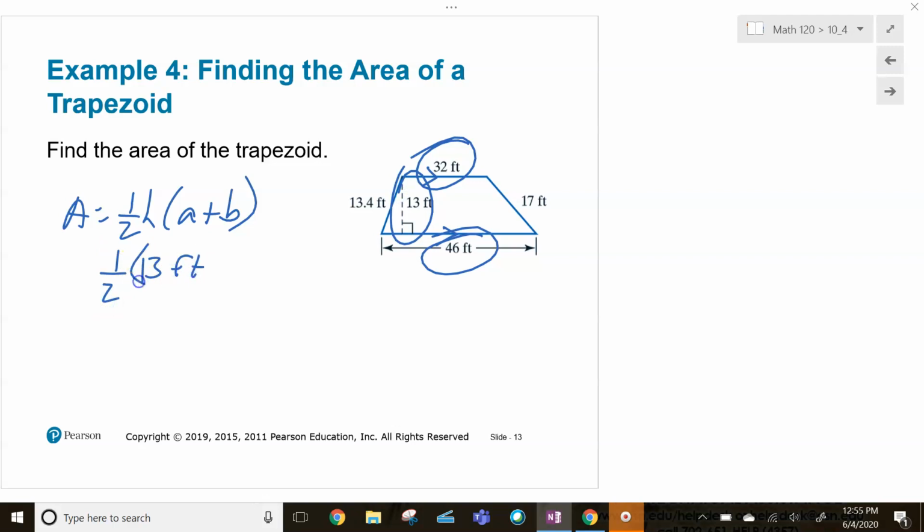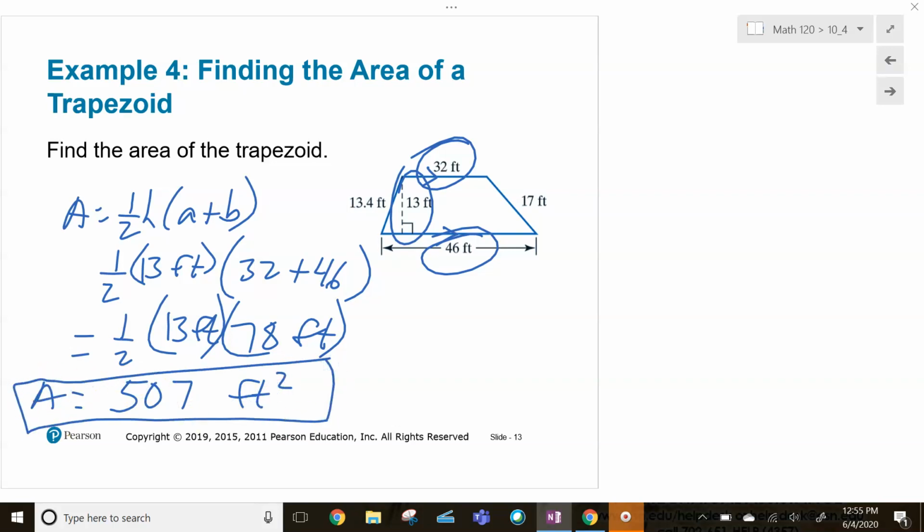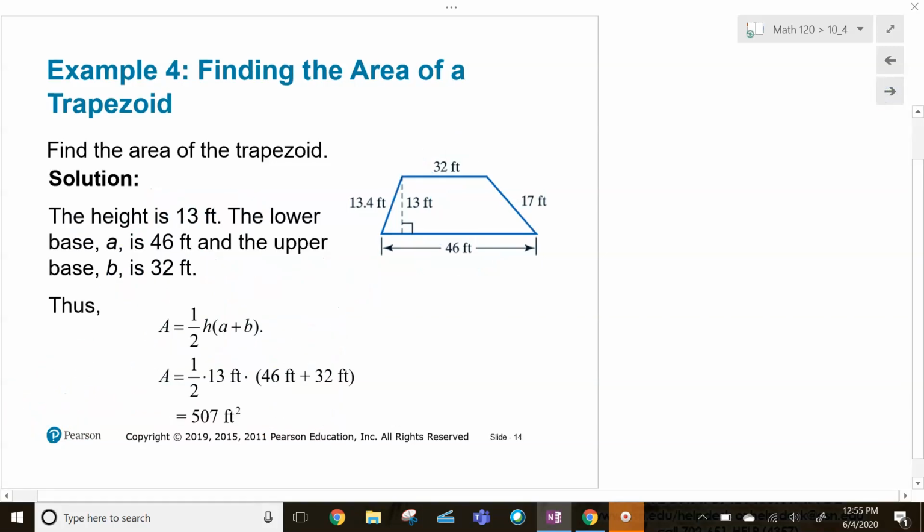13 feet. Now we've got A and B, so we have 32 plus 46. Those are in feet, so that's 78 feet, and the height is 13 feet. We take half of that. So I'm going to go half of 78, which is 39, times the 13. Let's see if I got it written down. Yeah, 507. 507 square feet is the area. So half times 13 times 78. Punch that in. There it is.